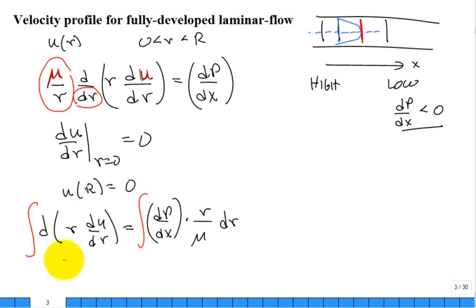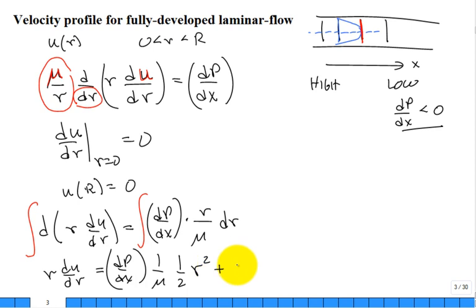Okay, so now when you integrate, you get r du/dr is equal to (dp/dx)/mu times 1/2 r squared plus a constant of integration. Now, some people play with the limits. They go out to an arbitrary r, from 0 to an arbitrary r. That way you don't fool with the constant of integration, but either way works. There's a couple different mathematical approaches.